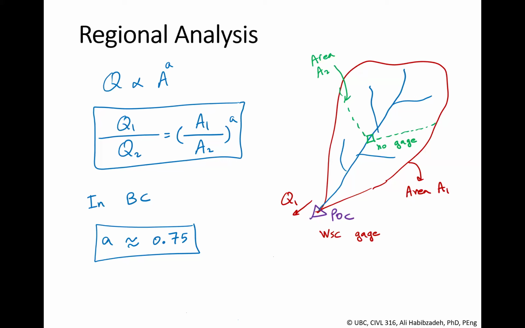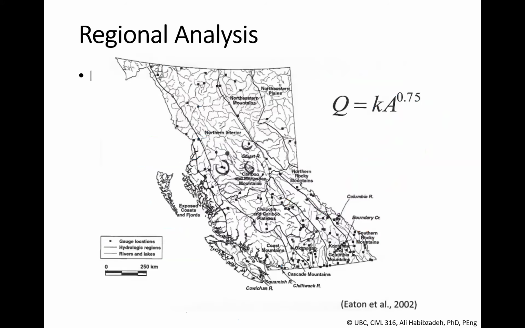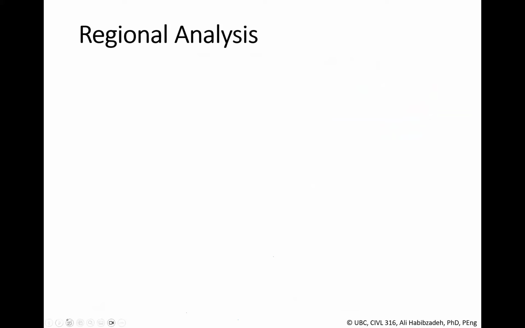You can transfer data from one POC to another one only using their area, really, which is again very practical because sadly we don't have gauge stations everywhere that we are studying and have a project. So that would be amazing, but that's not what we have, right? So here's what it is. So in BC we can use that equation, and it's called the regional analysis equation, and it assumes that discharge is equal to a coefficient multiplied by area raised to 0.75. So what do we do in regional analysis?